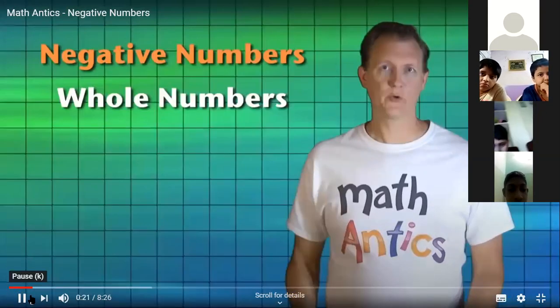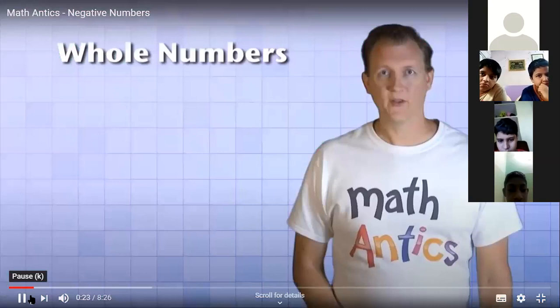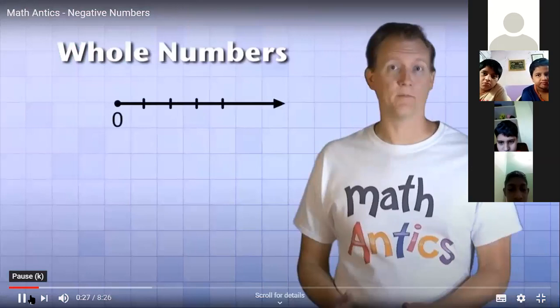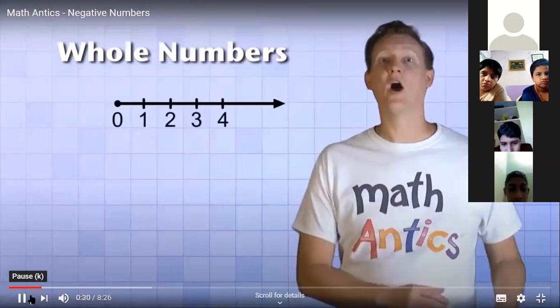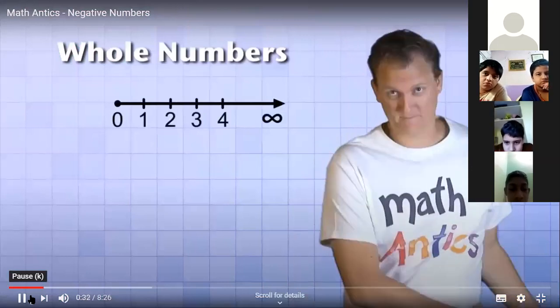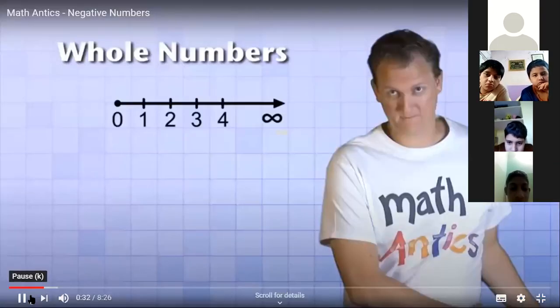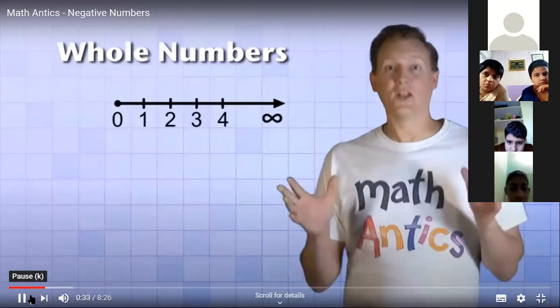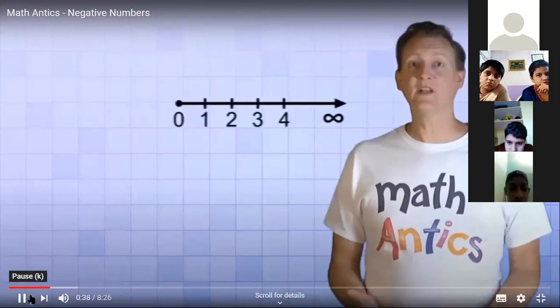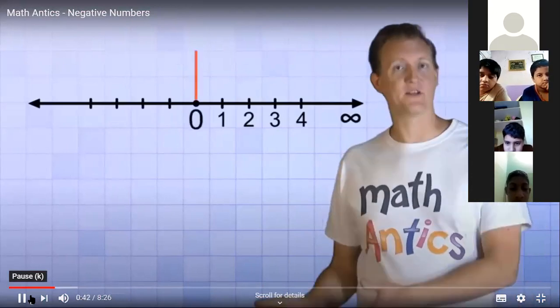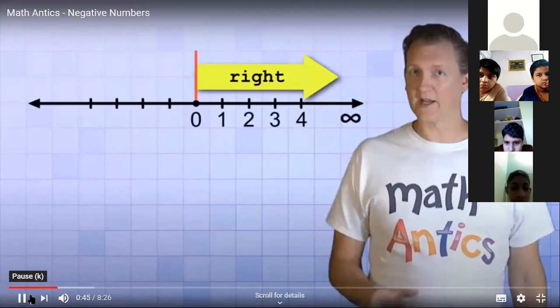You remember what whole numbers are, right? They're the set of numbers on the number line, starting with 0 and then counting up one at a time, 1, 2, 3, 4, all the way to infinity. That's a lot of numbers, but it's only half the story. And that's because the number line really goes in both directions. You're used to seeing the number line starting at 0 and just going to the right, but the number line also goes to the left.